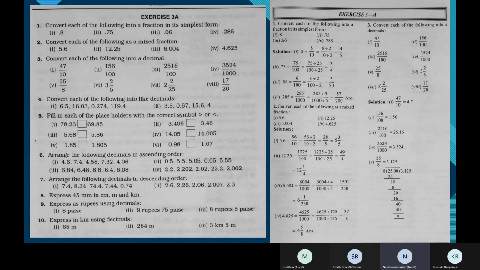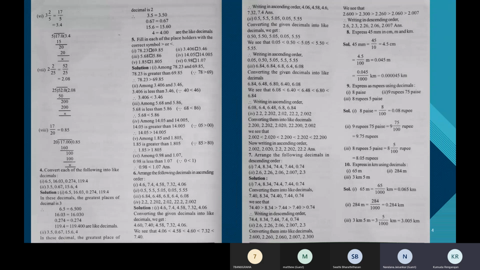Ma'am, it's a fraction, ma'am. We should do 3.4. 3.4 as a decimal. Yeah, the 34 by 10 is a fraction. So as a decimal, it is 3.4. You can also get it by dividing what you see here. You can divide 17 by 5 and get it, or you can use this method.